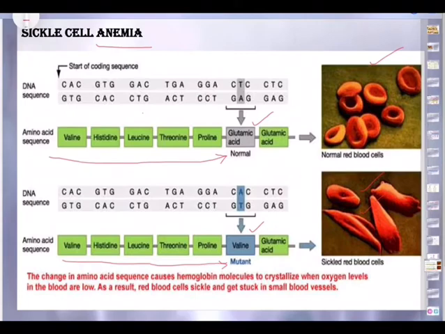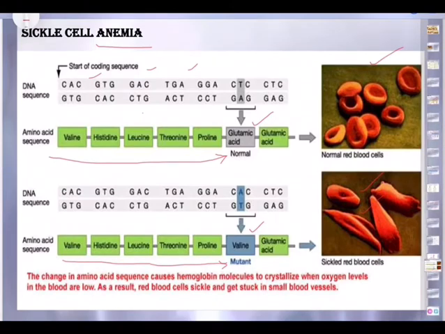People are becoming anemic because of the RBC getting into sickle cell shape. This is what you should understand. So this sickle cell anemia is because of replacement of glutamic acid with valine.